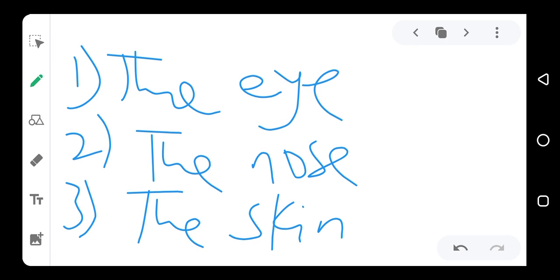Now the nose helps us to perceive odor. Therefore, the nose is a sense organ because the odor is coming from the environment.